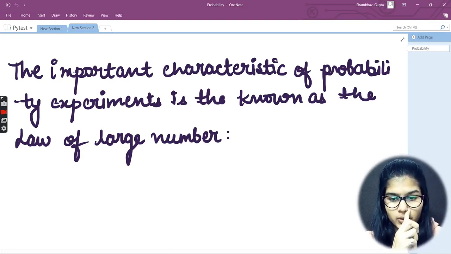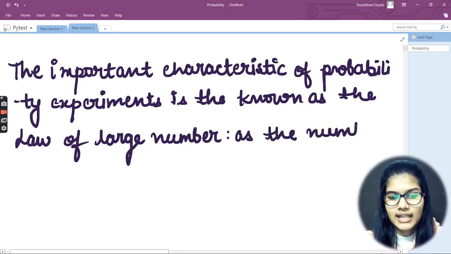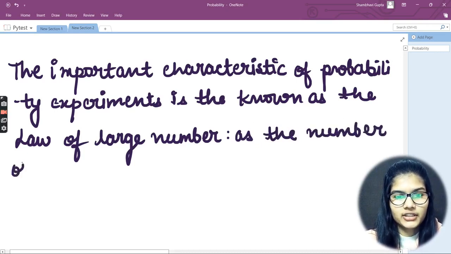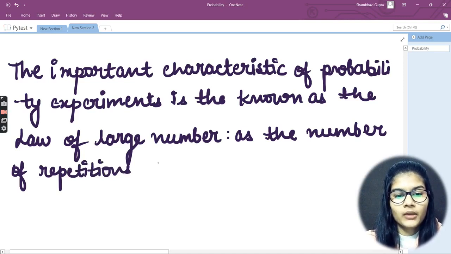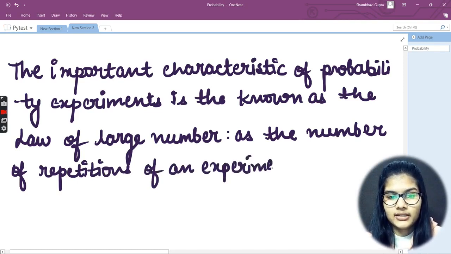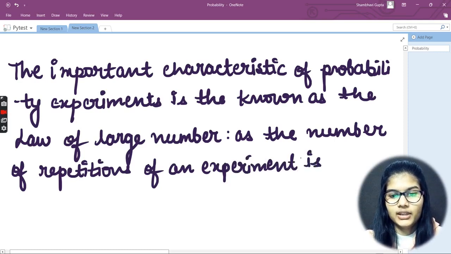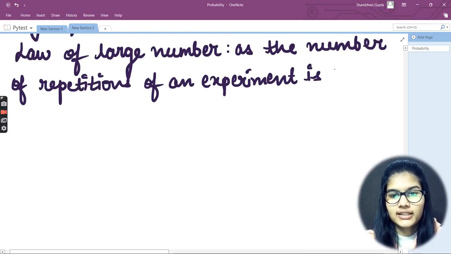Further, I'll be taking up what this law of large numbers is. Let's start here: as the number of repetitions of an experiment is increased. The law of large numbers says that as the number of repetitions of an experiment is increased, I'm just simply writing it like that.